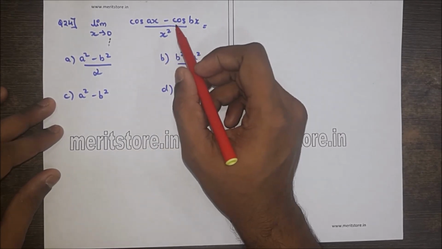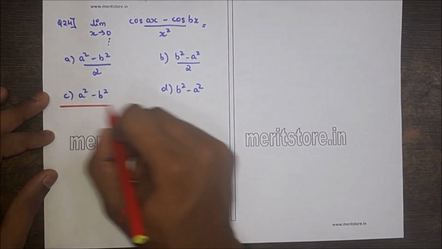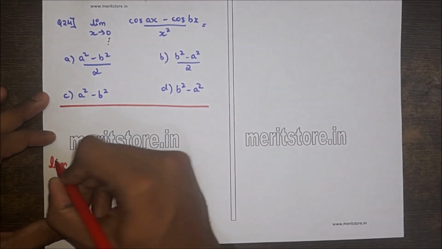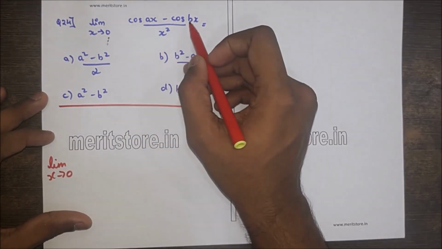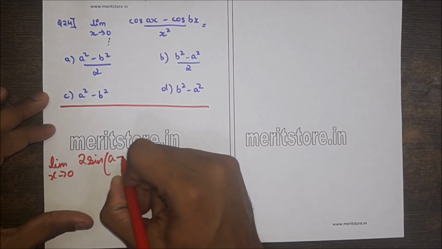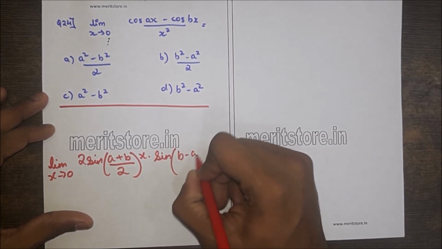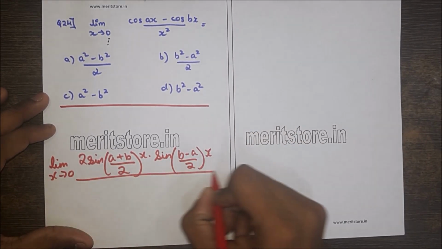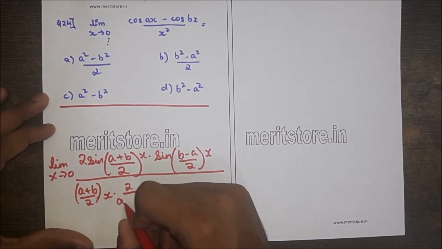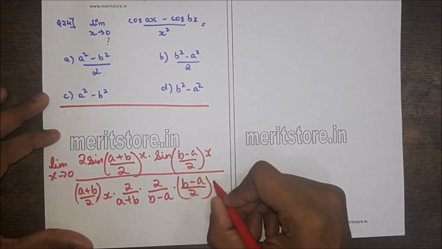What we do now is substitute or replace cos ax minus cos bx in terms that we could solve easily, or that would cancel out on each other, and we could move forward with the solution. So we have the formula limit of x tends to 0 (cos ax minus cos bx) by x square would now be replaced by 2 sine (a plus b by 2)x into sine (b minus a by 2)x, the whole upon (a plus b by 2)x into 2 (a plus b) into 2 (b minus a) into (b minus a by 2)x.